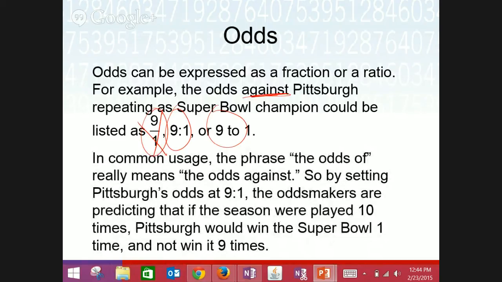So by setting the odds at 9-1, odds makers are predicting that if they played the Super Bowl 10 times, they would win it 1 out of the 10 times. So this would be the number of times they win it out of the number of times they would lose it. Together, you add them up, that's the total number of times they'll play. Odds in favor is the number of outcomes for it to the number of outcomes not for it. The difference in probability, we always put the number of outcomes for it divided by the total number of outcomes, right?